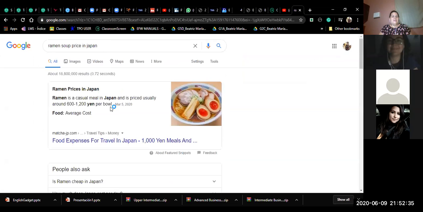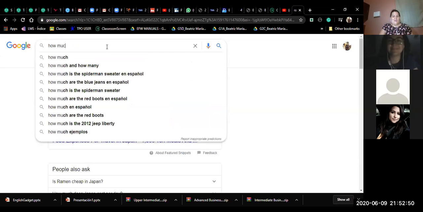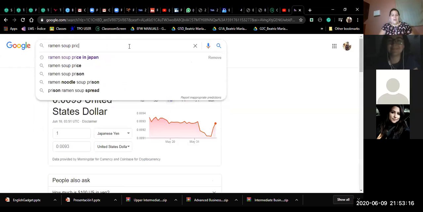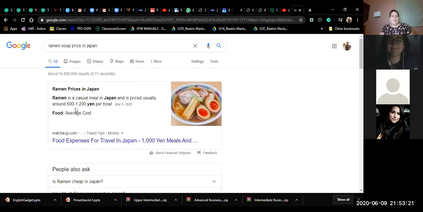How much is a yen? 1 yen in dollars. Like $10, I think. Really? I don't know. How much is a yen in dollars currency? It's less than a dollar. Almost like a dollar. So it's very expensive because it's almost like a dollar. Yes, 0.93 US dollars. So that's what it costs. So it's very expensive. Ramen soup price in Japan. So it's 600, so it's super expensive. And 1,200 yen per bowl. Wow. I don't have the money.